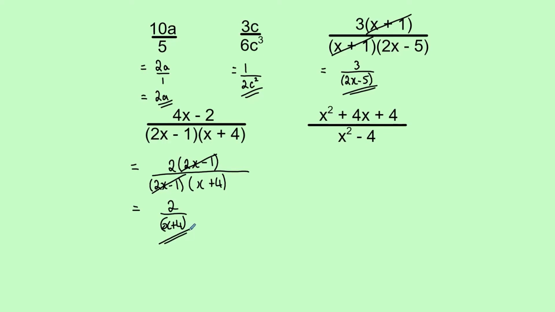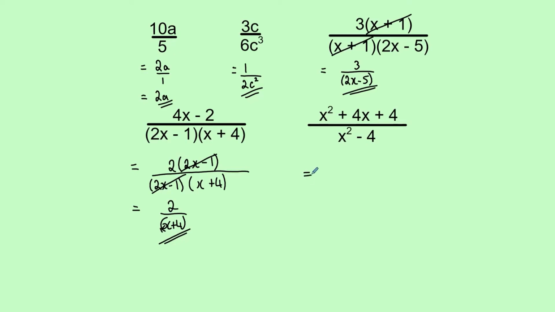As your final answer. Just watch there, you can't go cancelling all the way. The 2 here can't cancel with this 4 because everything in the top line is in the 2 times table, but everything in the bottom line isn't. The x term isn't in the 2 times table, so we have to be careful how far we actually cancel down.